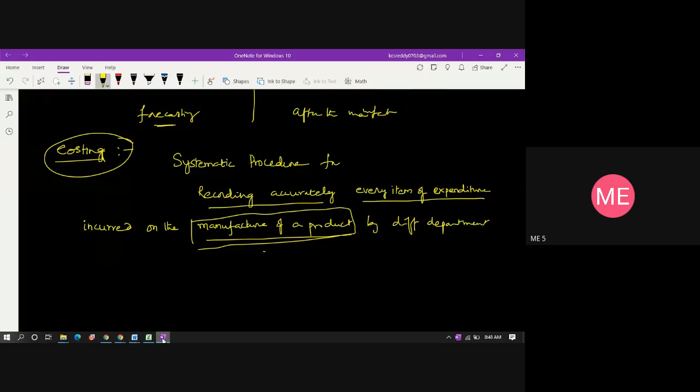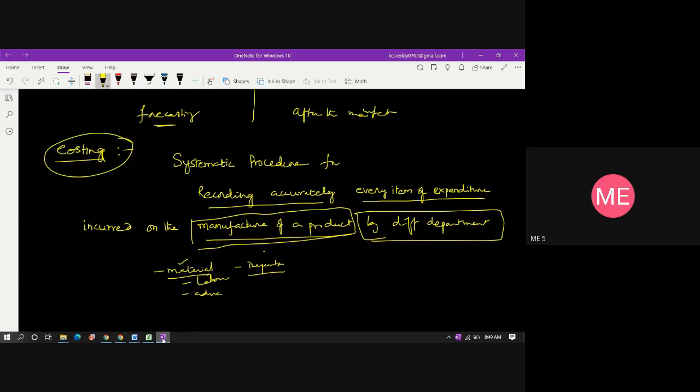If you take any concern manufacturing a particular type of product, a certain amount of money should be spent on materials, labor, maybe advertisement, and inspection of the items. Each one is different. Advertisement will be taken care of by the marketing department, materials by the purchasing department, and inspection by the quality department. That is why I have mentioned here by different departments.